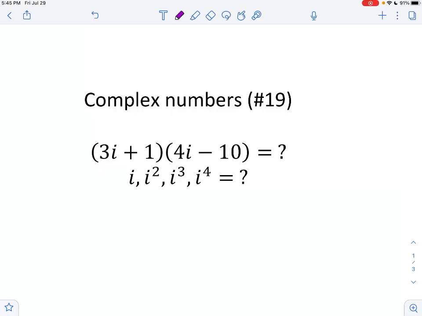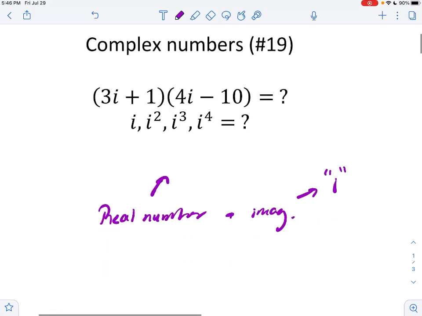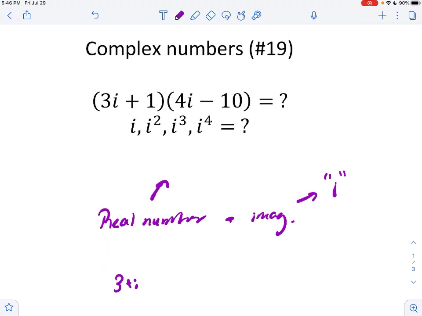Skill number 19 is about complex numbers. So the key to a complex number, by definition, is that it's a mix of a real number with an imaginary number. An imaginary number is a number that has this i in it. A real number is any number, like a positive or negative number, anything that doesn't have an i, okay? So a complex number is when you add these two together. For example, a complex number would be like 3 plus i, or 4i minus 3, okay? Those are examples of complex numbers.